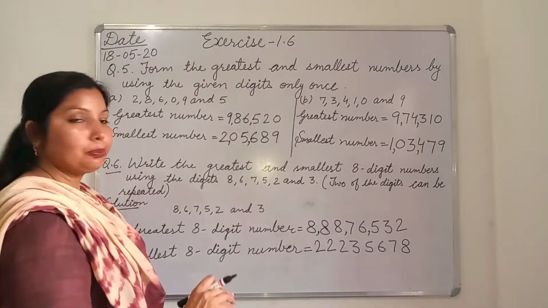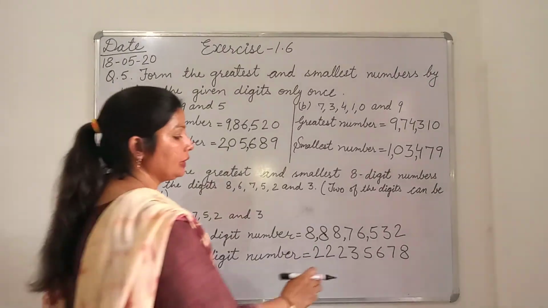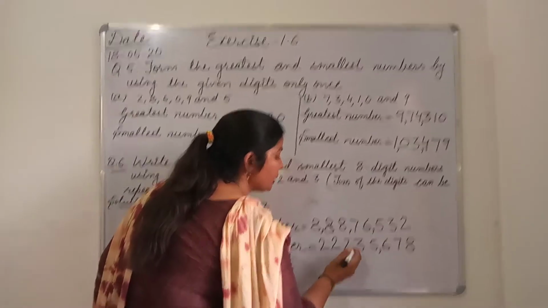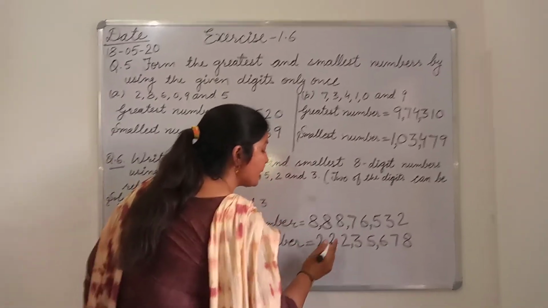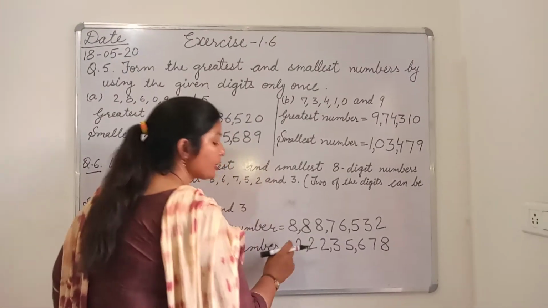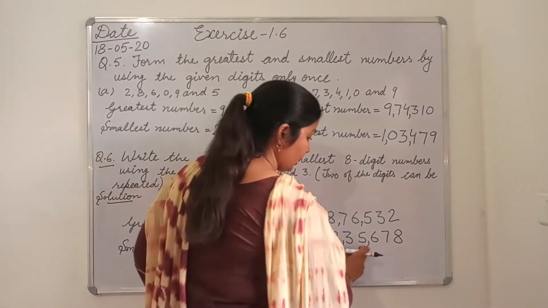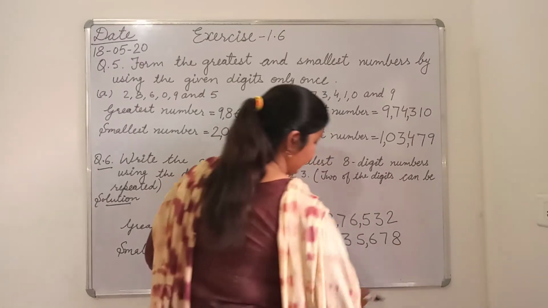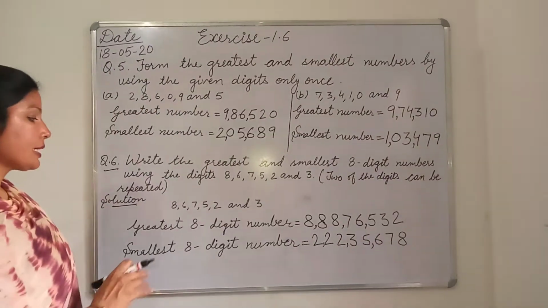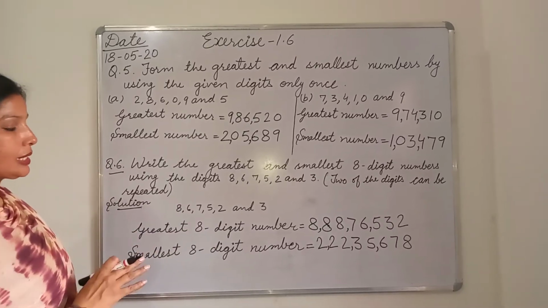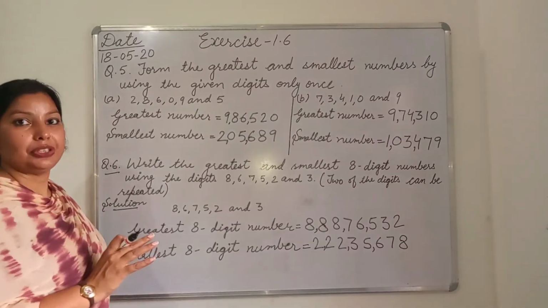Okay. Now we should put commas to separate the period. So ones, tens, hundred, comma, thousand, 10,000, comma, lakhs, 10 lakhs, comma, and there is crore. So 2 crore, 22 lakhs, 35,678. Okay. So this is the smallest 8-digit number. So like this you have to solve the exercise. So complete your questions. Thank you.